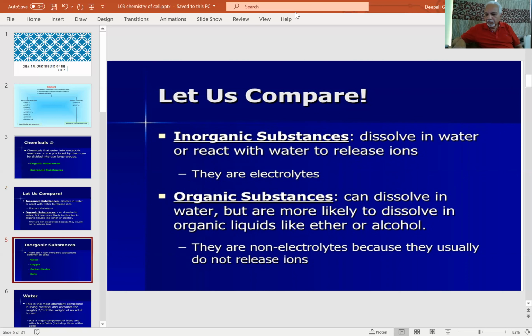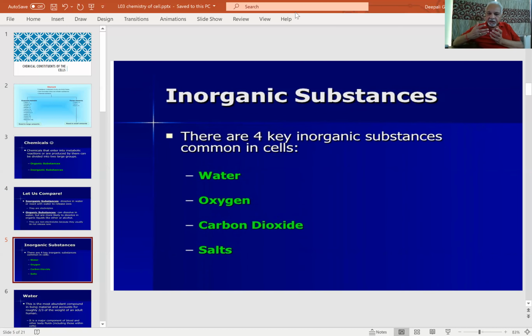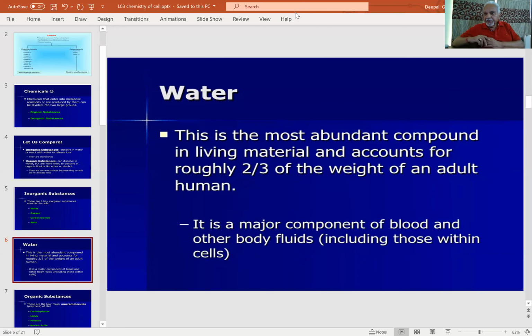Now, further, when we look at the inorganic substances, there are four key substances: water, oxygen, carbon dioxide, and salts. These are the inorganic substances which are found in living cells or living organisms if you do chemical analysis. And very interestingly, water is a major component of the living cell and living organism. For example, in the human body, two-thirds of the weight is because of water. So water is the major constituent of life, in all sorts of life, from prokaryote to eukaryote.